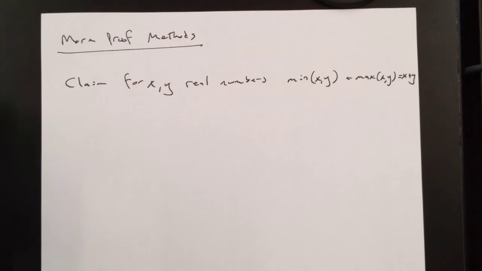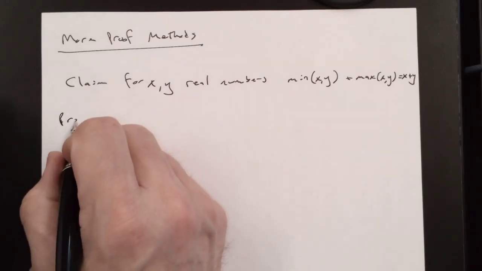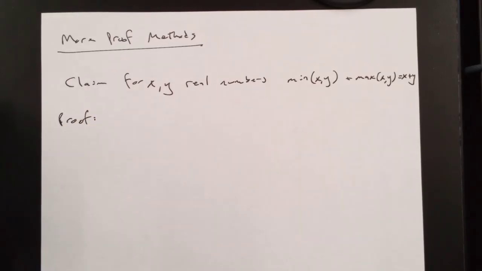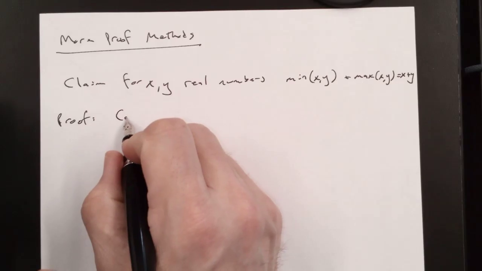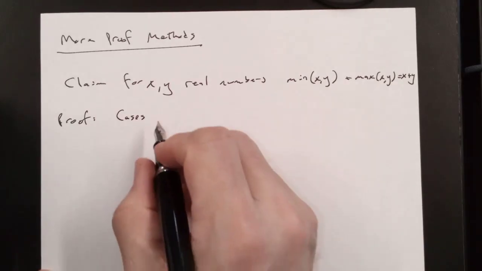But if I want to prove this, I should, in some sense, know which one of these numbers is bigger and which one is smaller. So instead of trying to do this as a single general statement, I'm going to look at the options. Which of these two numbers, x or y, is smaller? Which is bigger? So I'm going to do this by cases. And my three cases, well, let's start with the easy part.